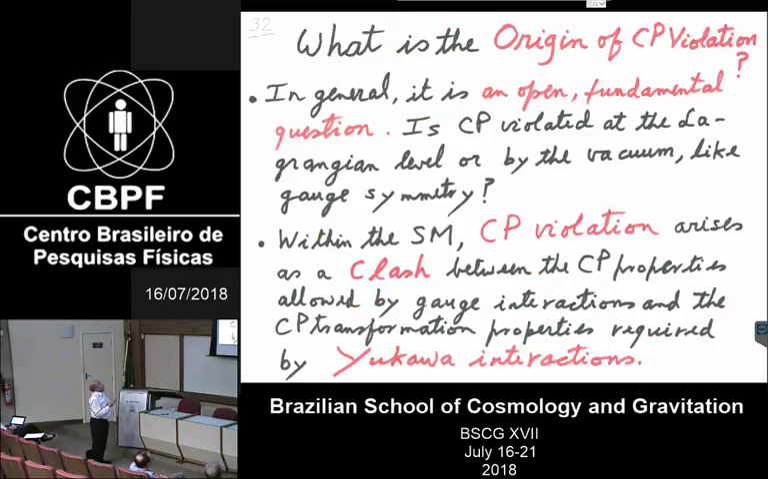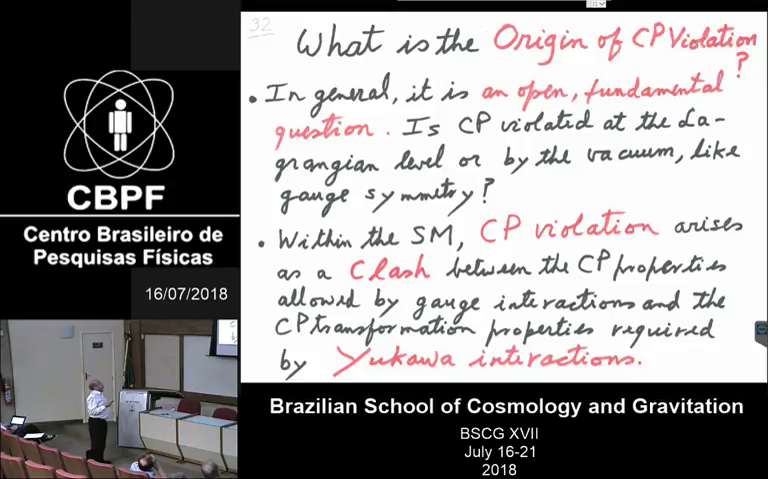So one may ask, what is the origin of CP violation? In general, this is an open fundamental question. We don't know really what exactly is the origin of CP violation. We have many possibilities. In particular, we don't know the answer to this question: is CP violated at the Lagrangian level or by the vacuum, like in gauge symmetry?